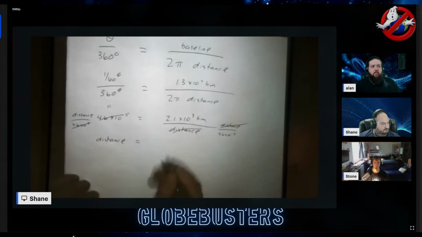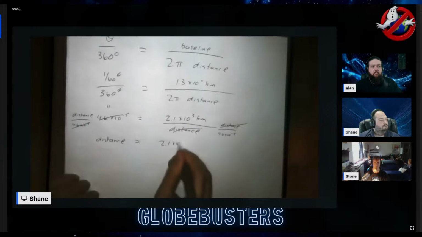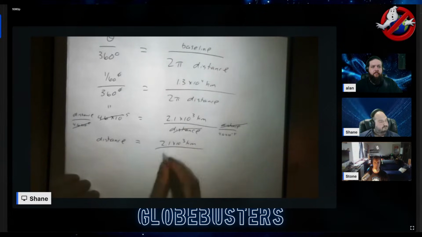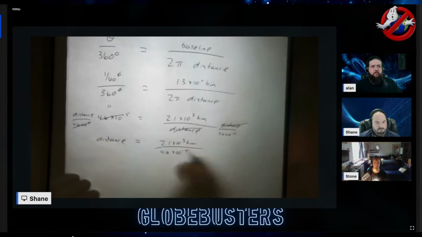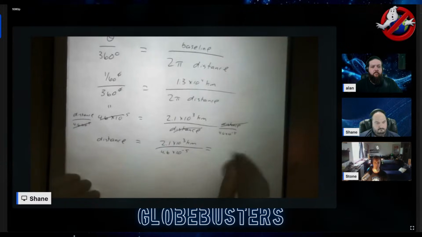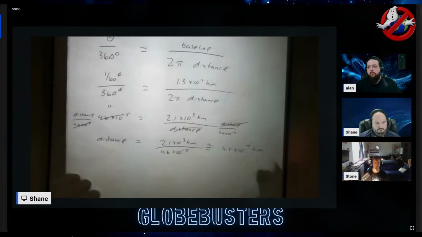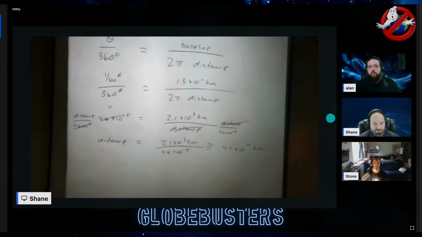So we get distance is equal to 2.1 times 10 to the 3 kilometers divided by 4.6 times 10 to the minus 5. You plug that into a calculator and you get about 4.5 times 10 to the 7 kilometers. So that's the distance to Venus at closest approach. You can measure it using the parallax technique. Now, why are we doing this other than to have an example of a parallax calculation?